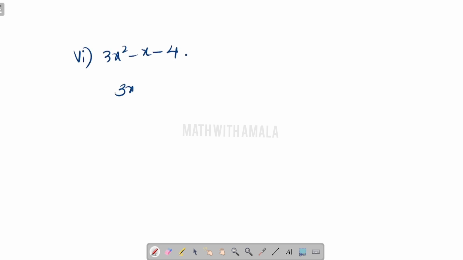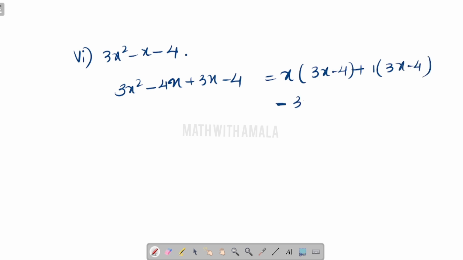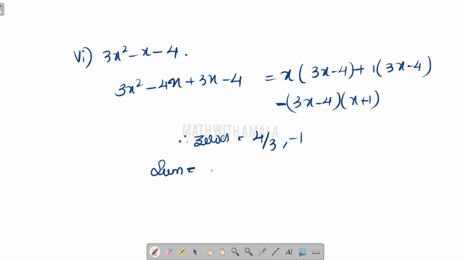Last one, 3x square minus x minus 4. That is 3x square minus 4x plus 3x minus 4. That's equal to x into 3x minus 4 plus 1 into 3x minus 4. You can take the 3x minus 4 outside. You will get x plus 1 inside. Then the zeros are 4 by 3 and minus 1.